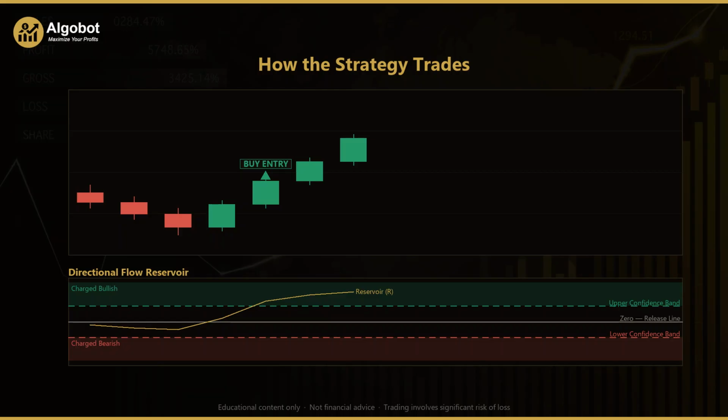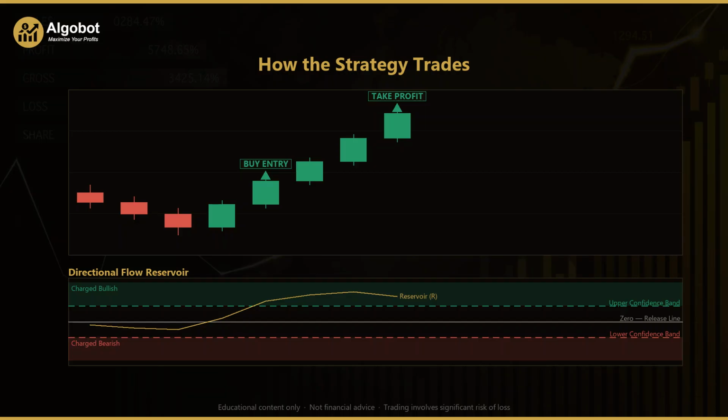At that moment, the strategy defines its risk. The stop loss is placed 1 ATR-based risk distance below the entry, and the take profit is set further above at the reward to risk multiple, which by default is 1.8 times the risk. So the target sits nearly twice as far away as the stop. Now watch the move develop.